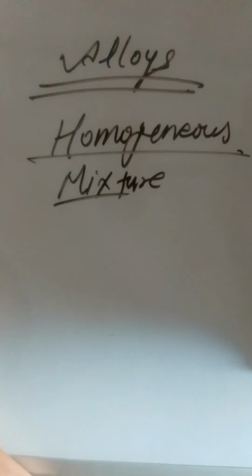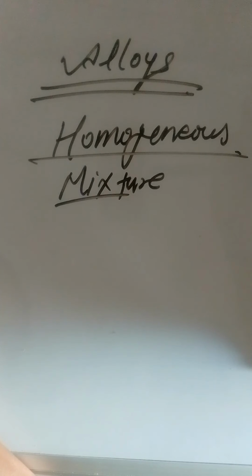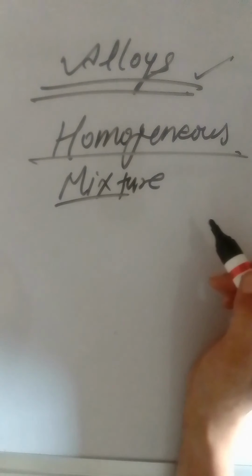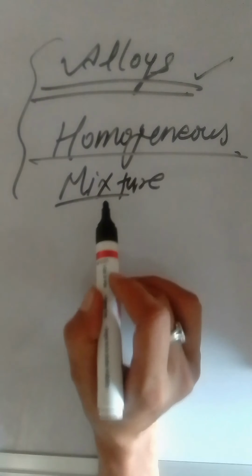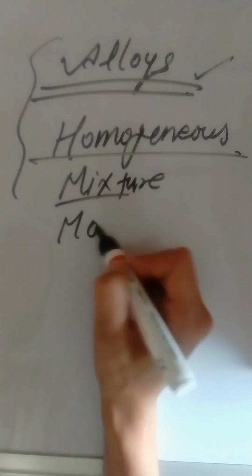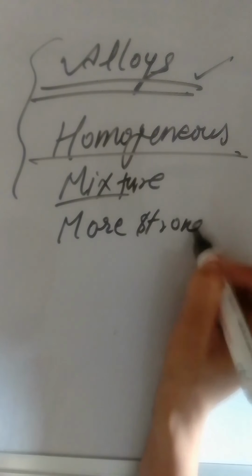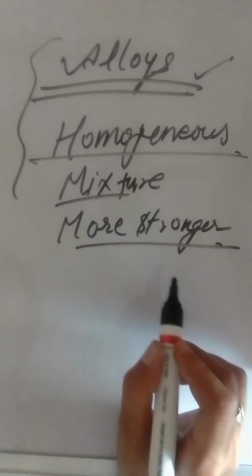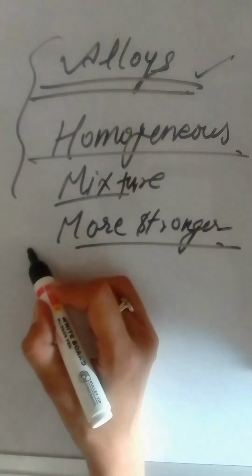Now briefly I will take the second one, that is alloys. You know what alloys are? They are a homogeneous mixture of two or more metals, right? And a metal and non-metal mixture, we can say, is also an alloy. They are very good in comparison to metals. Why? Because they are stronger and harder than the metals.